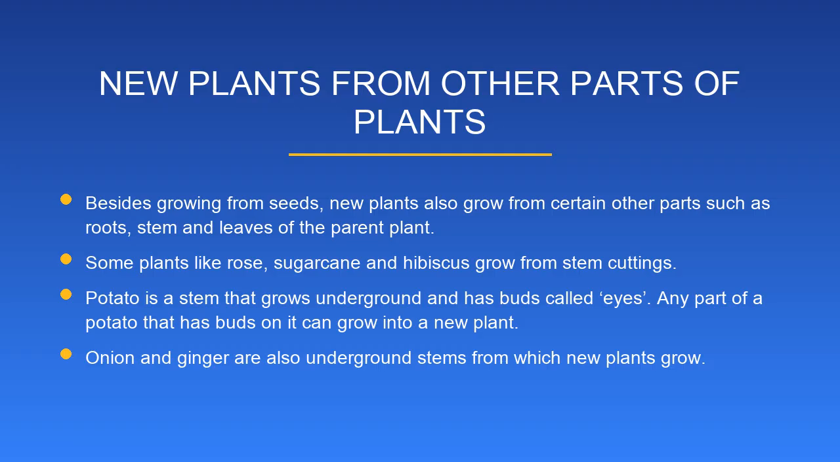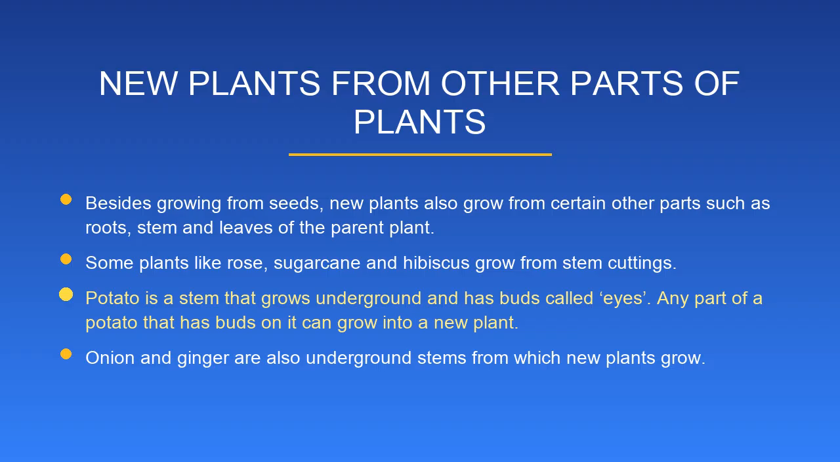New plants from other parts of plants. Besides growing from seeds, new plants also grow from certain other parts such as roots, stem and leaves of the parent plant. Some plants like rose, sugarcane and hibiscus grow from stem cuttings.